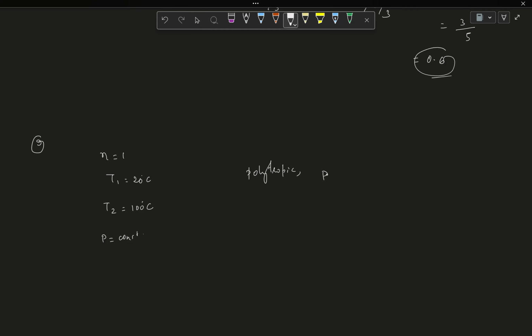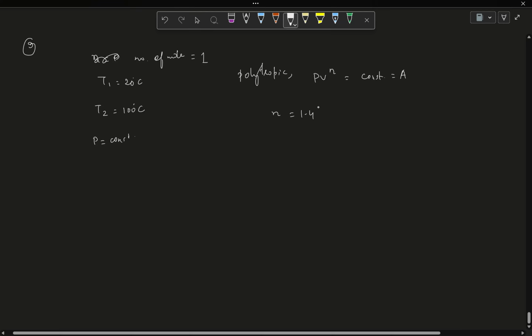Polytropic process means it will follow a general equation PV^n = constant = A. Do not confuse this n with the n that is the number of moles. Sorry, my bad. I'll call n the exponent of the polytropic equation, and the number of moles is just taken as number of moles, which is equal to 1. So do not get confused by that. And n is given as 1.4, right?